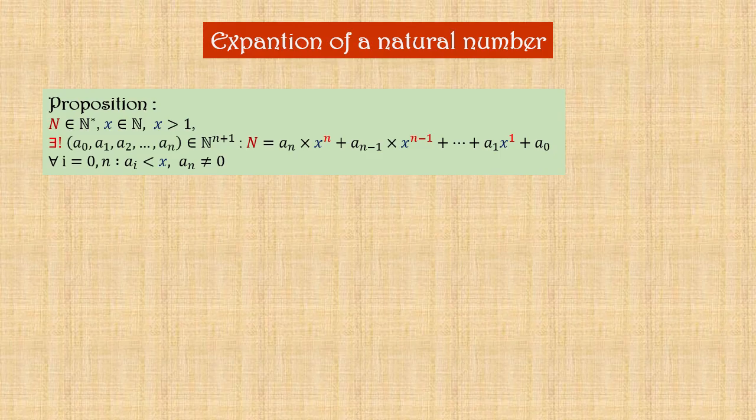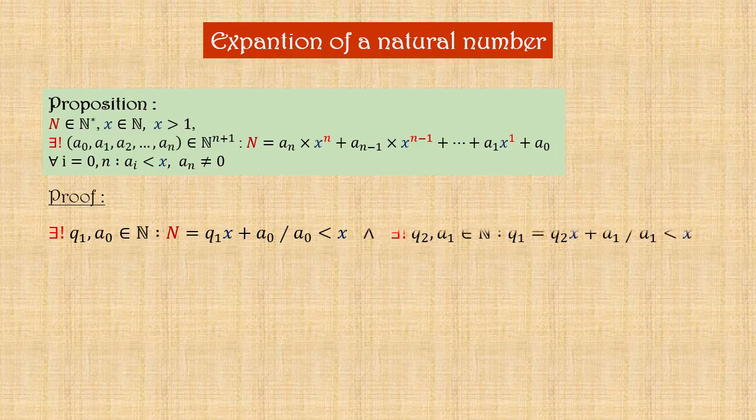Let's see a proof of this proposition. As we've seen in one of the previous published videos, the Euclidean division of N over x gives us one and only one pair of natural numbers that we can note q_1 and a_0, such that N equals q_1 multiplied by x plus a_0, with a_0 strictly lesser than x. And since this pair of natural numbers, which is q_1 and a_0, is unique, then this expansion of the number N is unique.